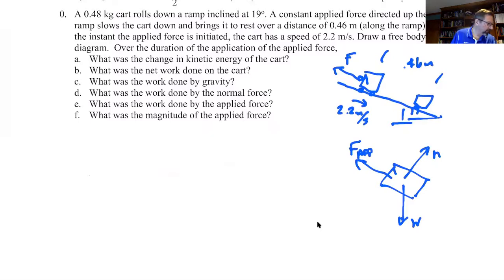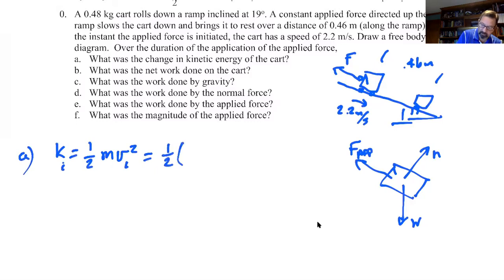All right. Well, good. So I guess the first thing to do is figure out what the change in kinetic energy of the cart is. Let's look at part A here. Kinetic energy initial is equal to 1/2 the mass times the velocity initial squared. I think I have all those numbers. That's 1/2 times the mass, 0.48 kilograms, and the initial velocity was 2.2 meters per second, squared. And when I multiplied those out on my calculator, I got 1.16.